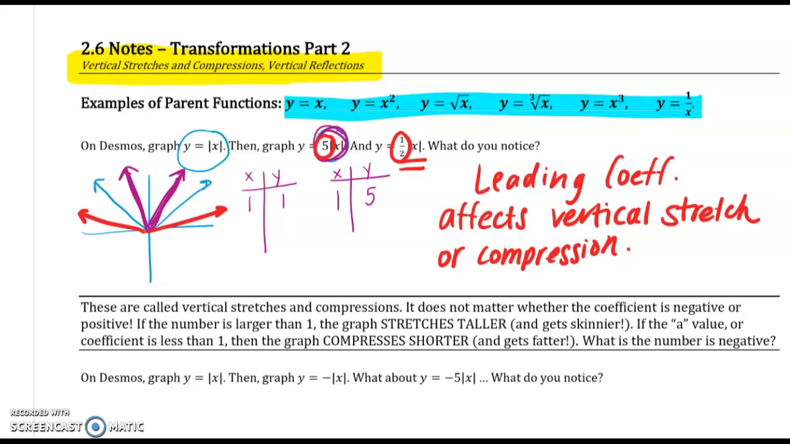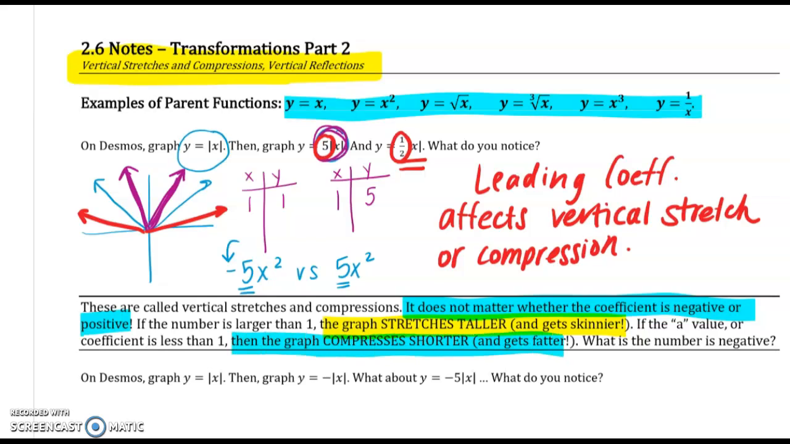Okay, so here's the key idea. It does not matter if this is a positive or negative number. We only are paying attention to the actual number, okay? So if I have negative 5x squared versus 5x squared, the negative is going to do something different. All we're looking at is this. These are both stretched by 5, okay? So for example, if the number is bigger than 1, it's going to stretch and get taller and skinnier. But if the a value, that's what we call the coefficient, is less than 1, then it compresses, shorter and it gets fatter.